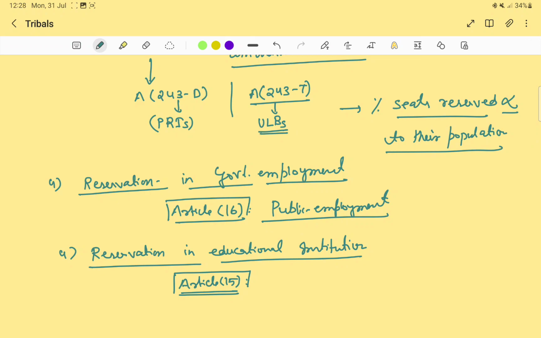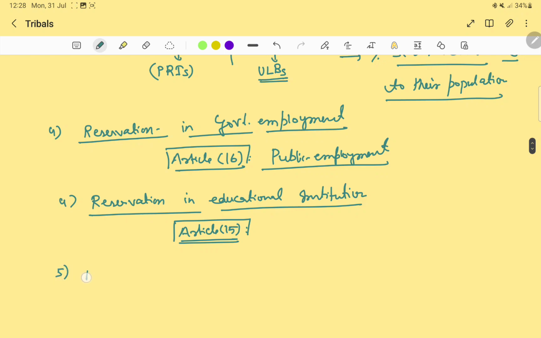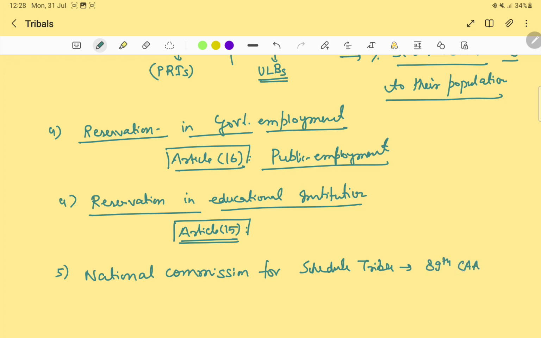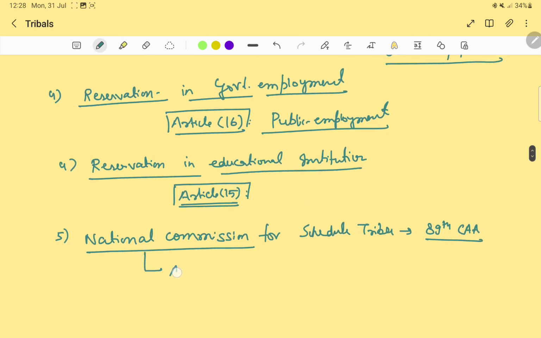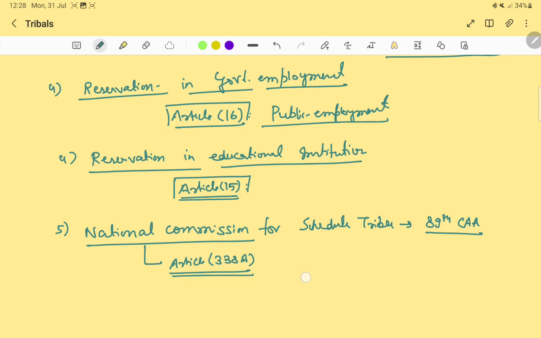Then you also have the National Commission for Scheduled Tribes. It was instituted through the 89th Constitutional Amendment Act. This National Commission was introduced under Article 338A of the Indian Constitution, which provides for the National Commission for Scheduled Tribes.